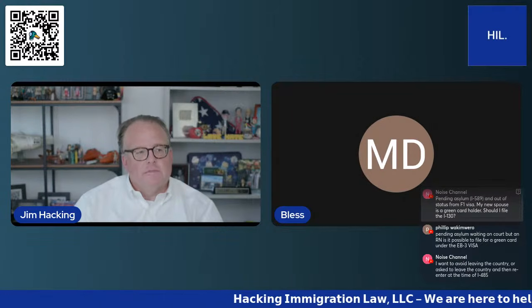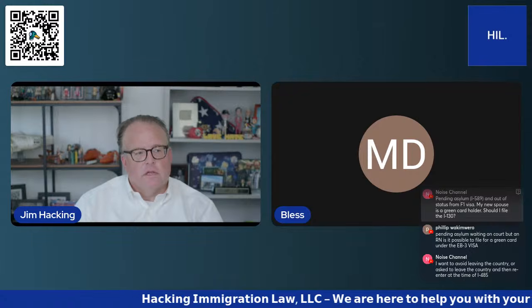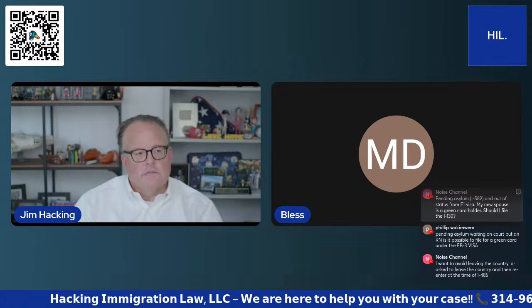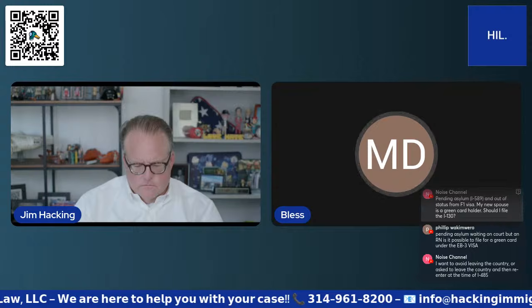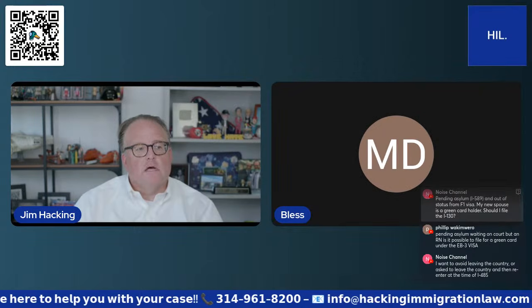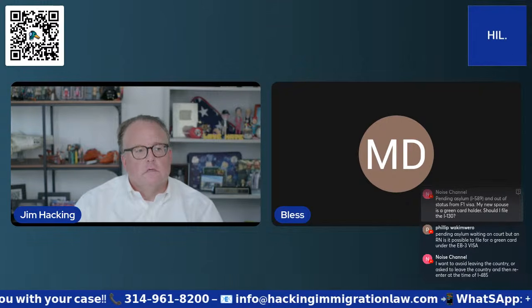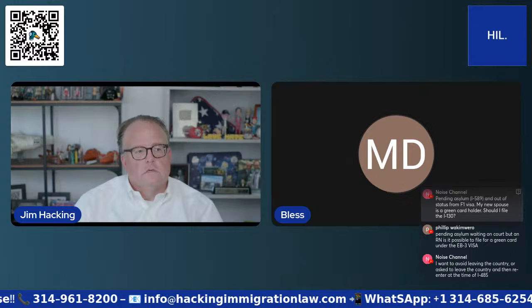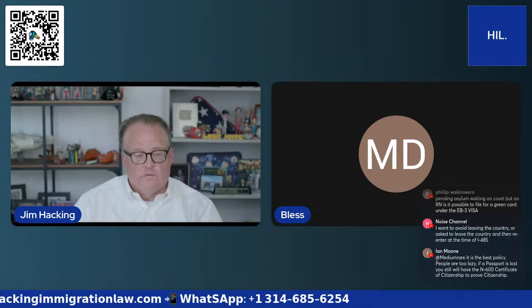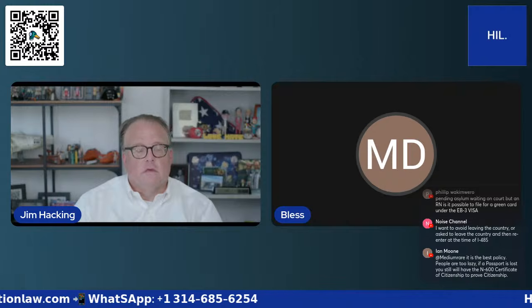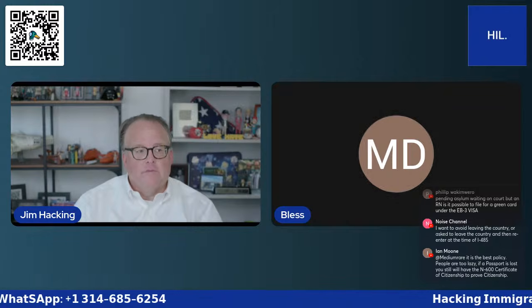Does the mom ever go to the grocery store? Yes. What happens if ICE stops behind her car when she's parking at the grocery store and asks to see her papers? Yeah, that's going to be a problem. How much is that going to cost? Thousands of dollars, more than the $1,440 filing fee. That's true. Mom and dad need to borrow the money from somewhere and get that green card case on file.